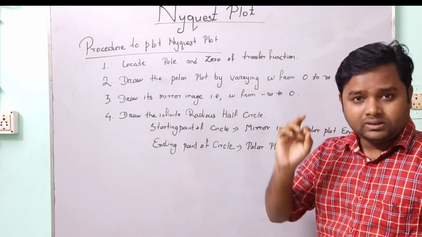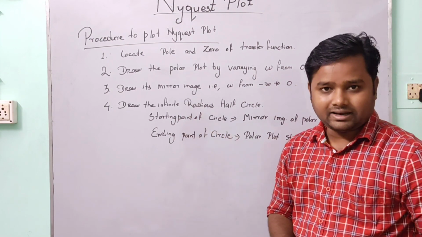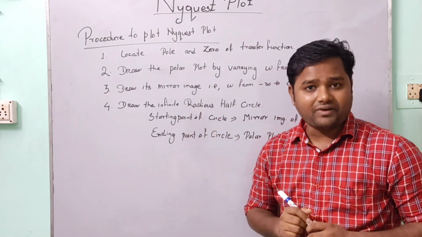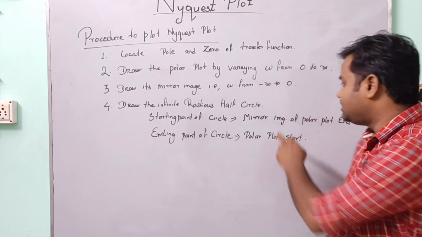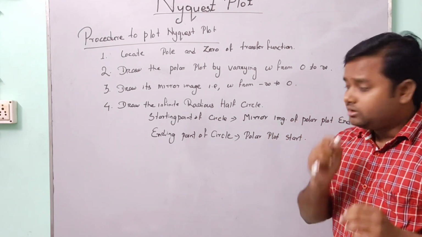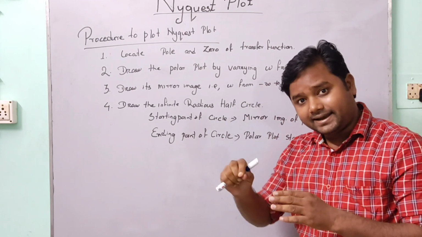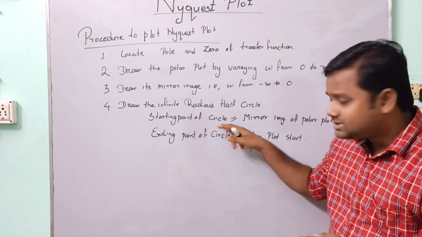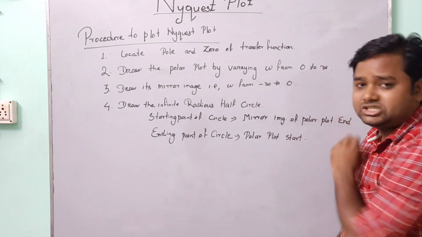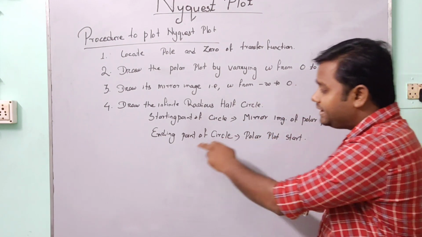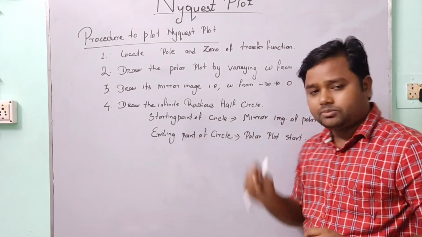The third point is to find the mirror image, and the fourth point is to draw the infinite-radius half circle. Here in this circle we have to find what the starting point is and what the ending point is. The starting point of this circle is where the mirror image of the polar plot ends. The polar plot's starting point will be the ending point of the circle, and the mirror image's ending point will be the starting point of the circle.